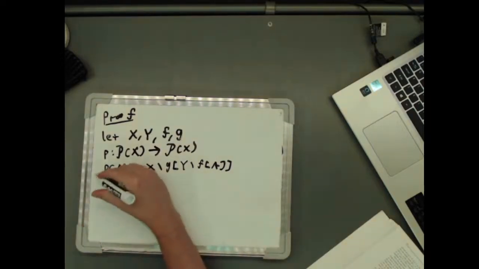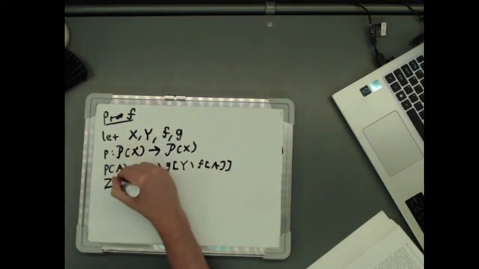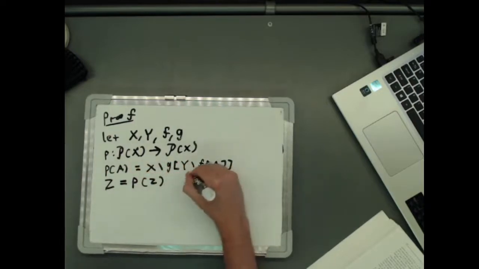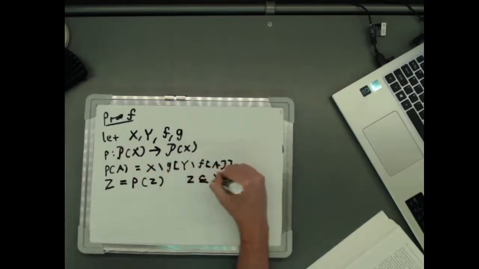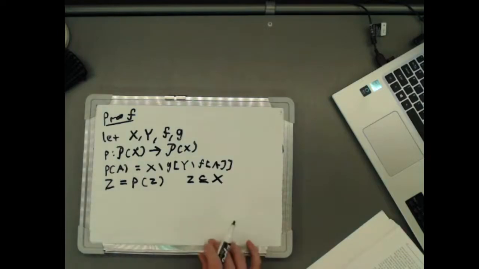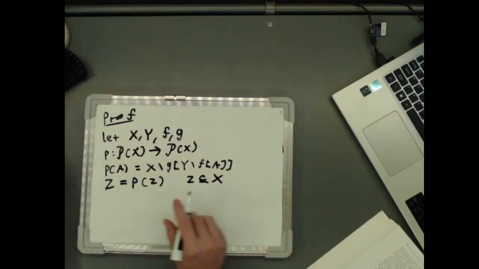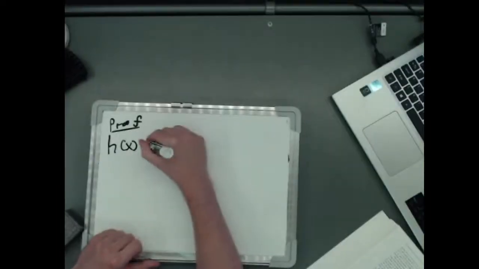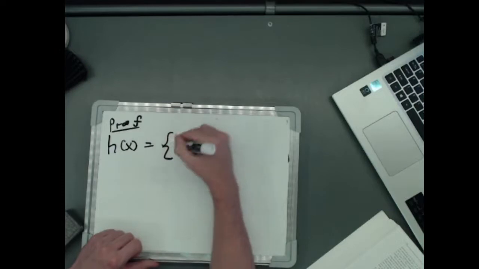This implies the existence of Z equal to P of Z for some Z which is a subset of X. The first two lemmas all boil down to proving this. Now we can define a function. Using this, let's define a function h of x. It's going to be a piecewise function.